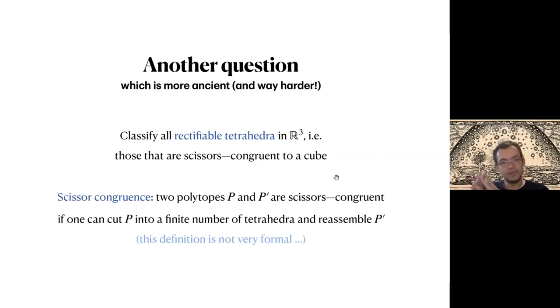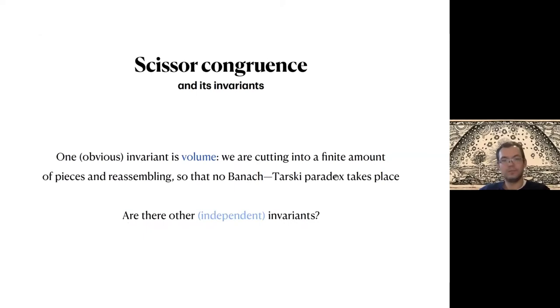So scissors congruence is the following. This is not a very formal definition, but it pretty much gives you what you need to know. Two polytopes are scissors congruent if you can cut one of them into a finite number of pieces, say tetrahedra, and then reassemble the other. One obvious invariant of scissors congruence is the volume. Since we are cutting into a finite amount of pieces and reassembling things back, no Banach-Tarski paradox takes place, and so the volume is preserved.